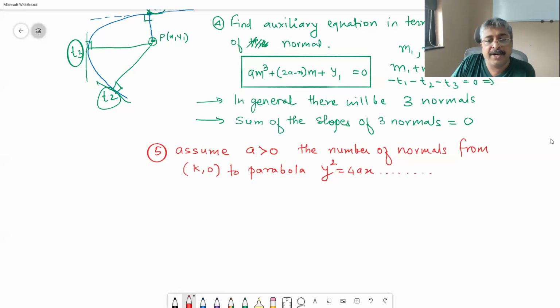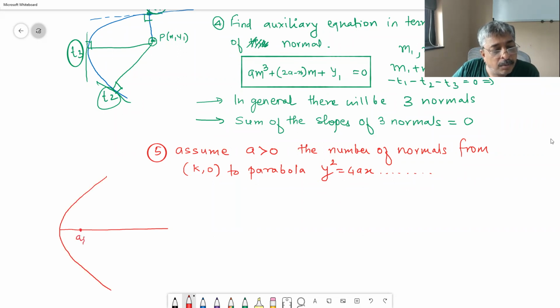What we are trying to find out is, as this k moves on the x-axis, suppose there is a point a comma 0 somewhere here, and now this k is moving. k can be here, k comma 0, or it can be anywhere from 0 to infinity. It can move anywhere, and then we are supposed to find out the nature of the normals that we get.